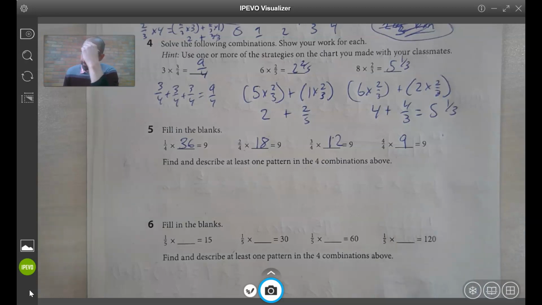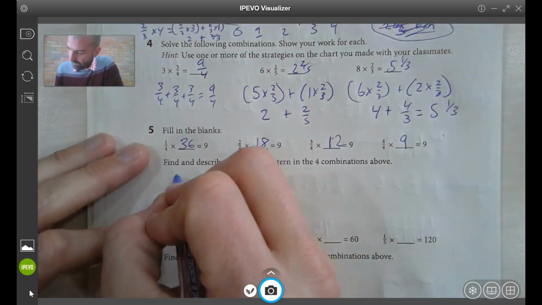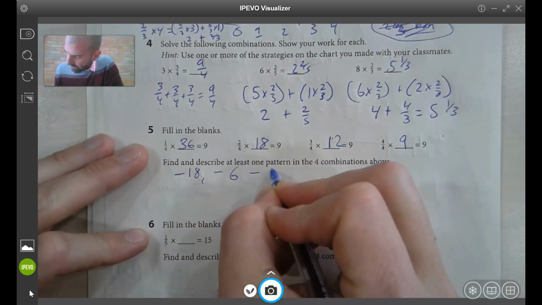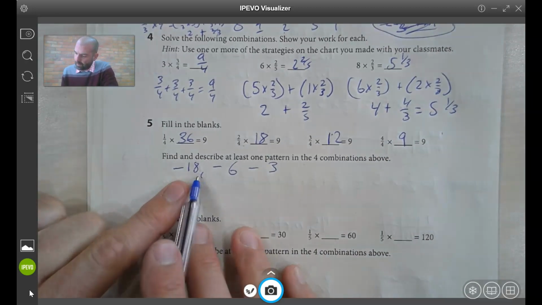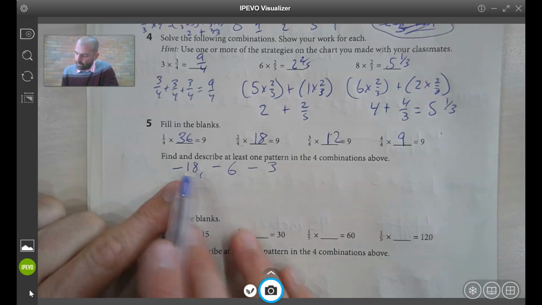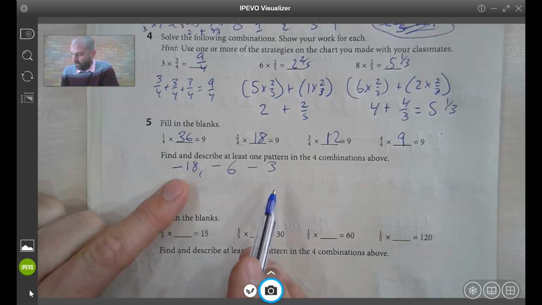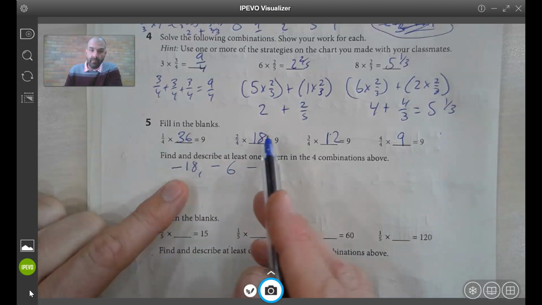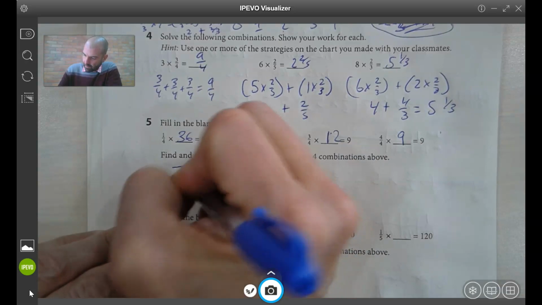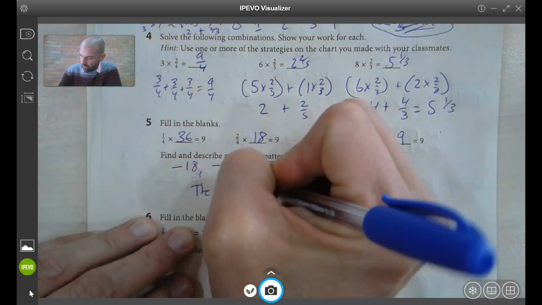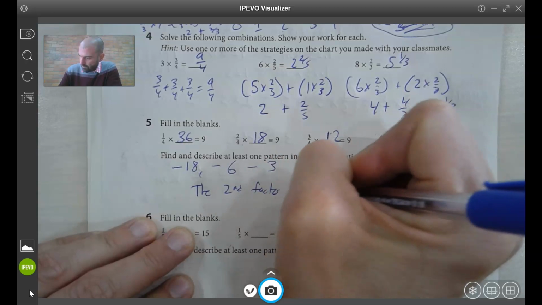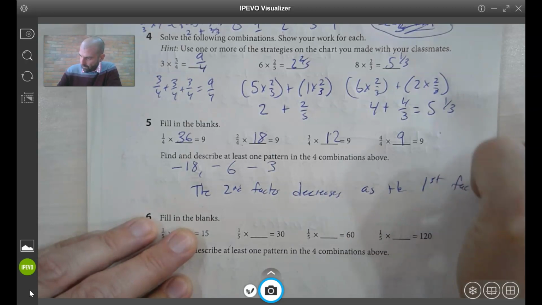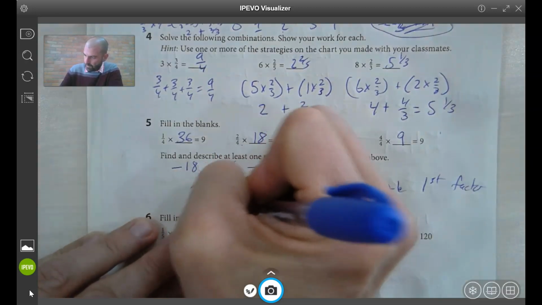What's the pattern that I see? Well, here I see that it goes down, it went by 18, then by 6, then by 3. Do I see something there? 18, 6, 3. Well, 6 times 3 is 18. That's interesting. I don't know if that's a pattern. I notice that the numbers keep decreasing, the second factor decreases as the first factor increases, which makes sense.